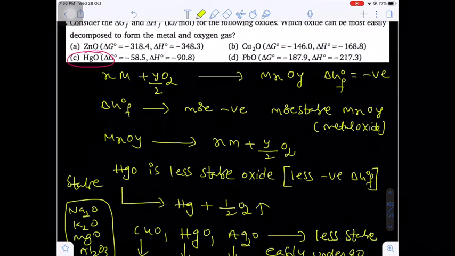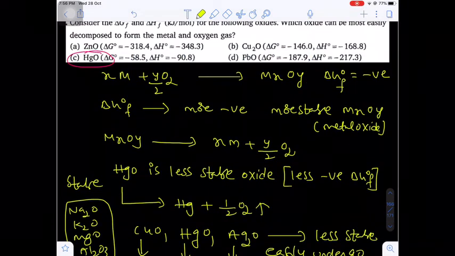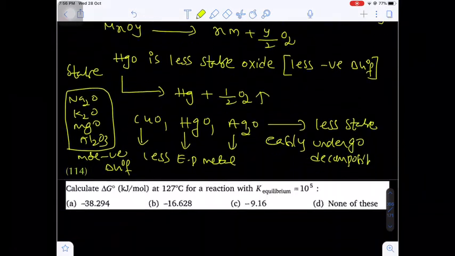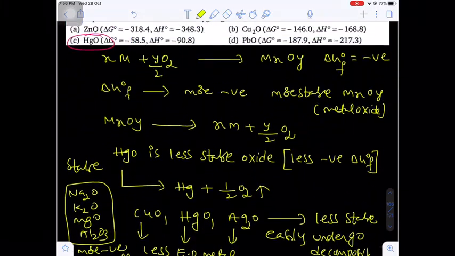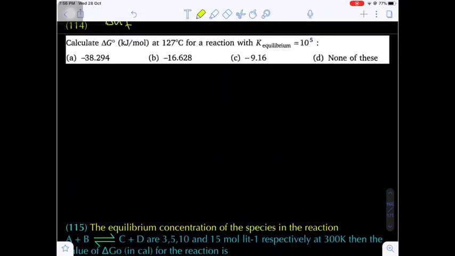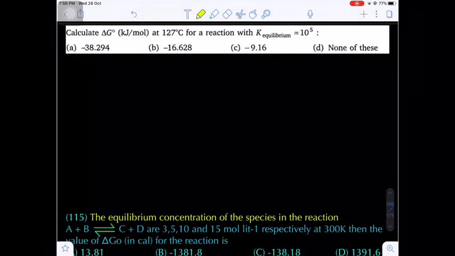So if the delta G naught value is less negative, the metal oxide will be less stable. If the delta G naught f value for a metal oxide is more negative, the corresponding metal oxide will be more stable. Yes or no? So option number C. Okay. Calculate the delta G naught value.